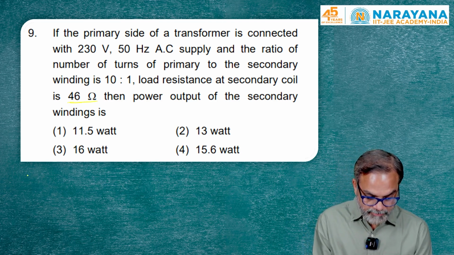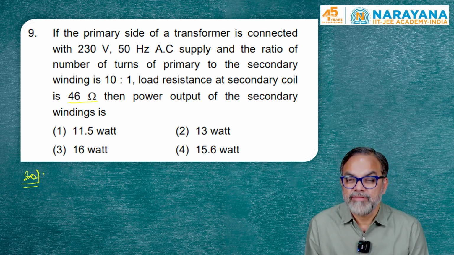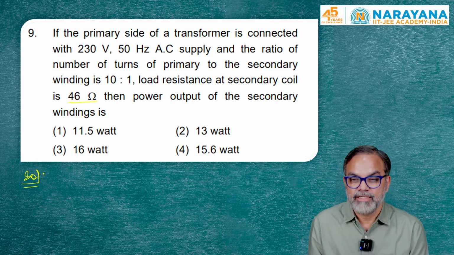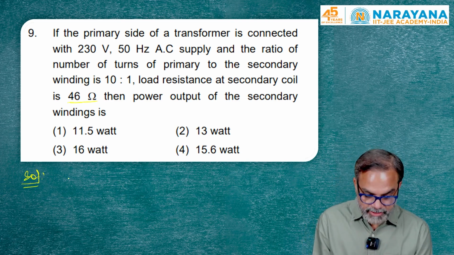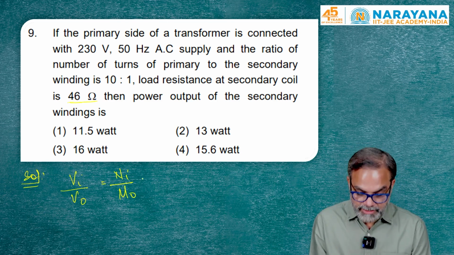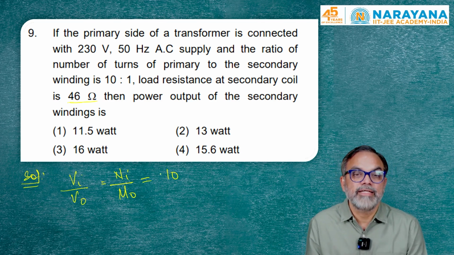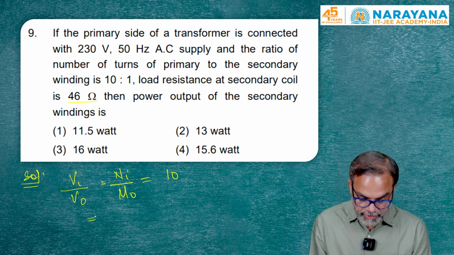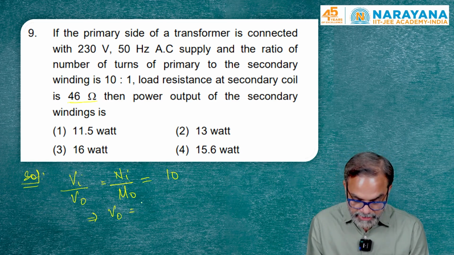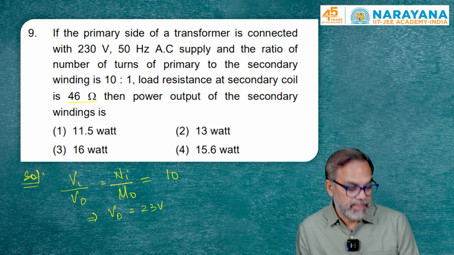Again students, you just need to remember the relation between primary and secondary windings. Primary, sometimes we call it the input circuit, and secondary we call it the output circuit. So we have the relation Vi over Vo is the same as Ni over No. Now this is given 10:1. So from here we get the value of Vo, the output voltage. We can calculate it over here, and that gives us 23 volt as the output voltage.